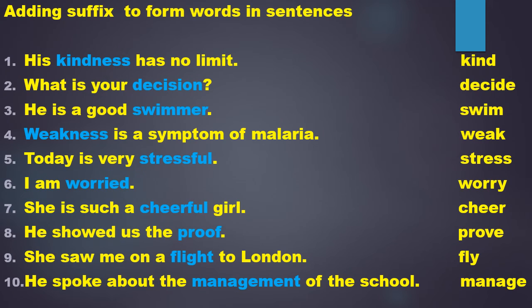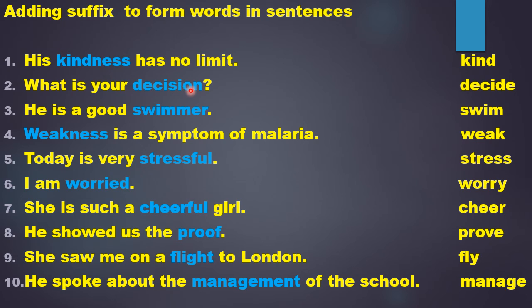We have seen how we can use prefixes to form words in sentences. Now we are going to add suffixes to form words in sentences. The first one says, his kindness has no limits. Now we have the word kind. It has ness added to it to become kindness. Then the second one says, what is your decision? The word decide has ion added to it to become decision. From decide, you get decision.